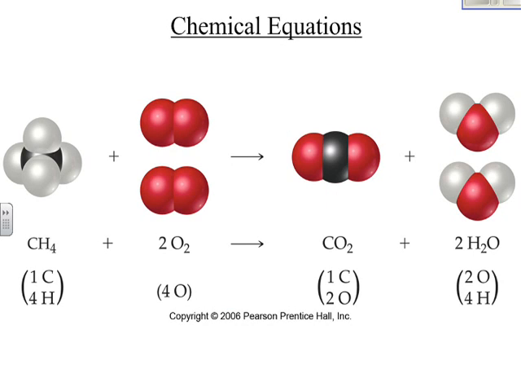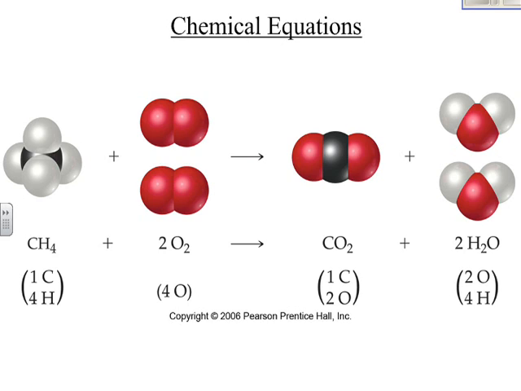Balancing of chemical equations would involve making sure that we have the same number of atoms of each element on both sides. We want to make sure that we aren't in violation of the law of conservation of mass. It says atoms cannot be created or destroyed.